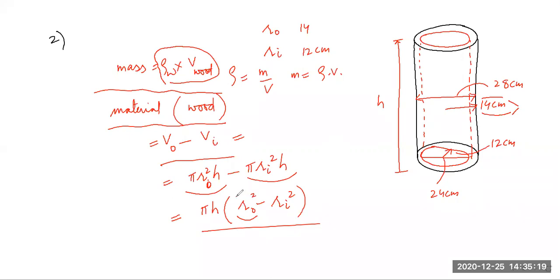In this case, what is the value for R0? Quick answer I want. Okay, any other? 14. 13. Don't answer like this, Pranav. It's been 1 year I've been telling you, always answer with units. 14 centimeter. What is inner diameter, Falgun? 12 centimeter. Find out the volume.